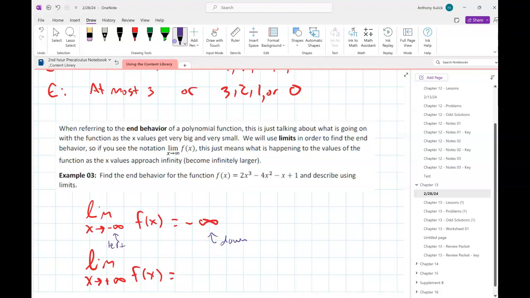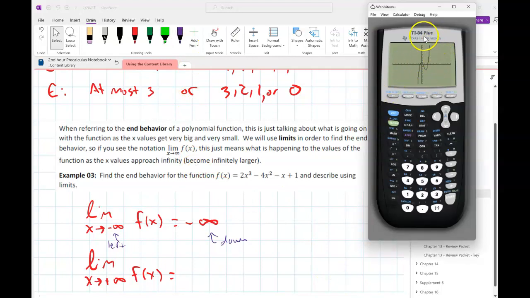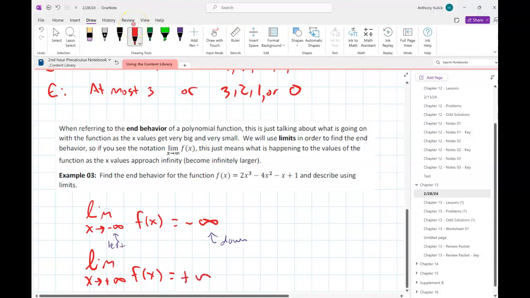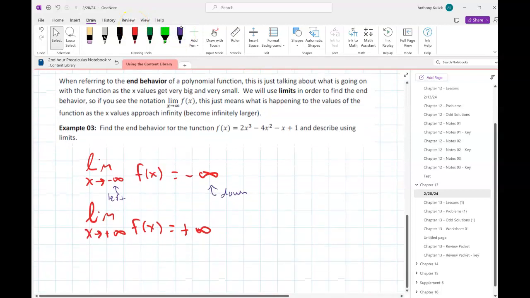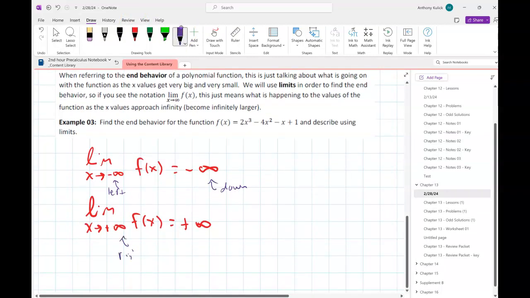So the piece underneath the limit tells us whether we're talking about the left end or right end. And what the limit is equal to talks about the arrow pointing up or down. Okay? So that's all this is saying. So if I look at the right end of my graph, that arrow is pointing up. So we'll use positive infinity. Does that feel okay?